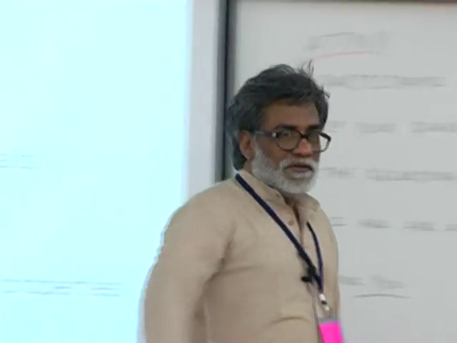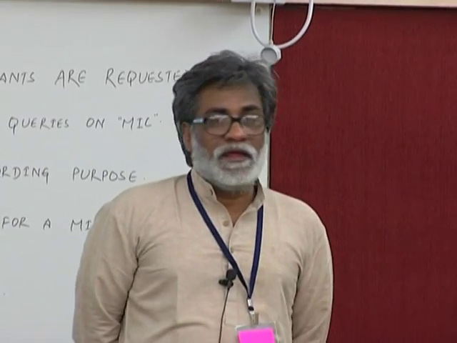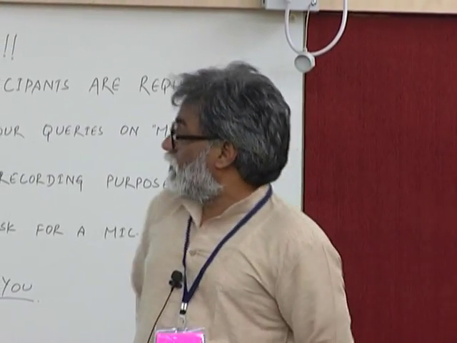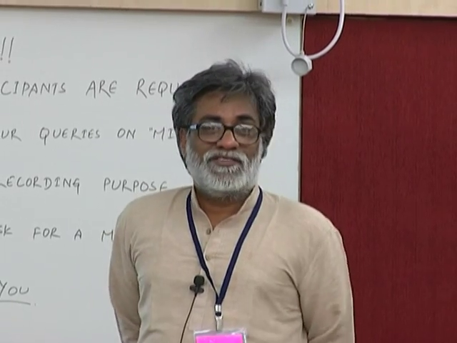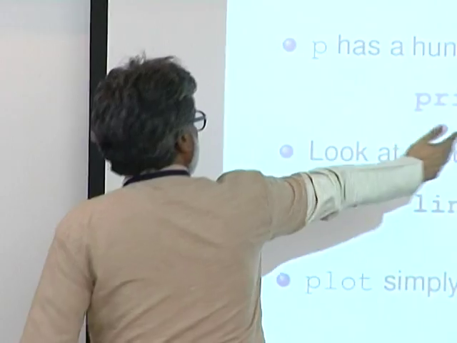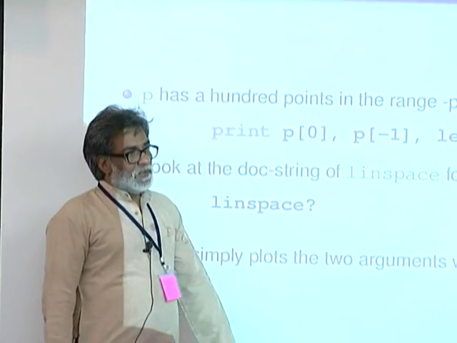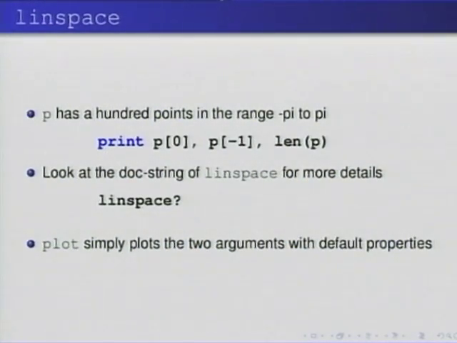Now what is p? How do you find out? Simply type p at the prompt and hit enter, see what happens. What do you get? Arrays. Okay, arrays. Sorry, we are all divided by the same language. The way I mispronounce English is different from the way you mispronounce English. So p is an array of 100 points. You could check what is the first point by p[0], p[-1] will give you the last point and len(p) will tell you how many points are there. Unsurprisingly, it will tell you 100.